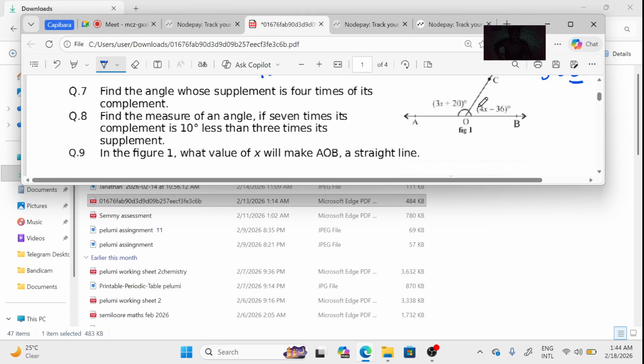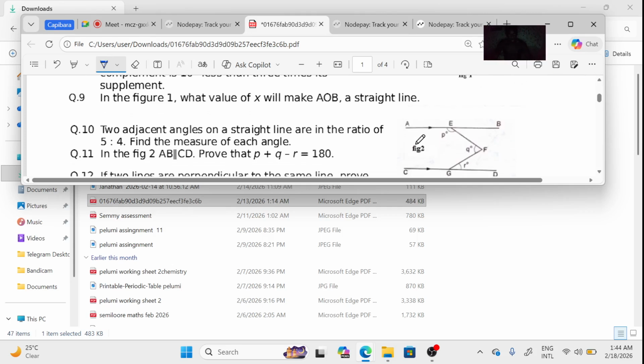So 3x plus 20 is an angle, 4x minus 36 is also an angle. By the time you add both together, you're having 180. So resolve them mathematically, find the value of x. So what do you get? Do you get what I'm saying?